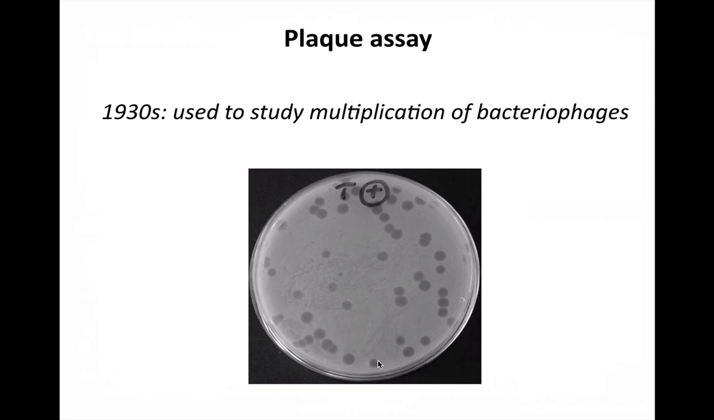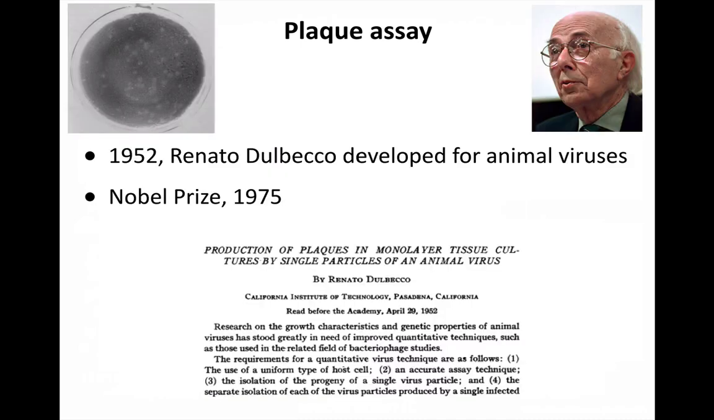So plaques were actually first discovered with bacteriophages. But then later, the plaque assay, which is a way to measure the number of plaques, was extended to animal viruses. This was done in 1952 by the virologist Renato Dulbecco. And he took the plaque assay developed for bacteriophages and made it work for animal viruses. On the upper left is one of his early plaque assays. Now, he received the Nobel Prize for this and other discoveries in 1975.